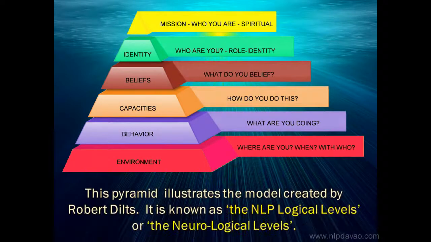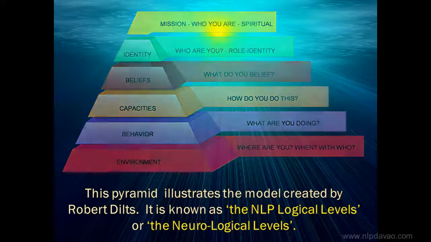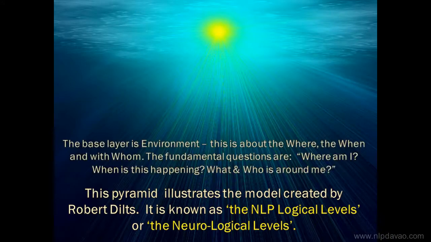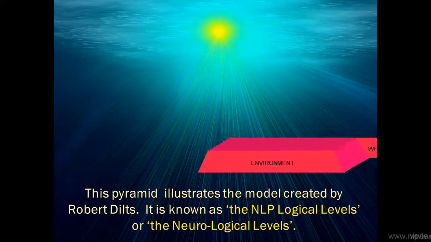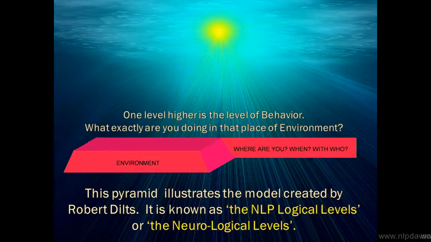This pyramid illustrates the model created by Robert Dilts. It is known as the NLP Logical Levels or the Neuro-Logical Levels. The base layer is environment. This is about the where, the when and with whom. The fundamental questions are, where am I? When is this happening? What and who is around me? One level higher is the level of behavior. What exactly are you doing in that place of environment?